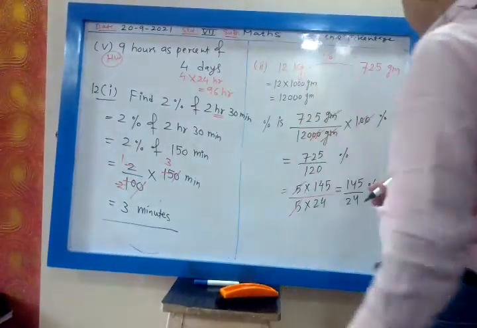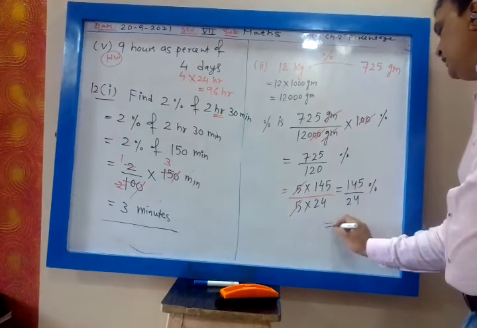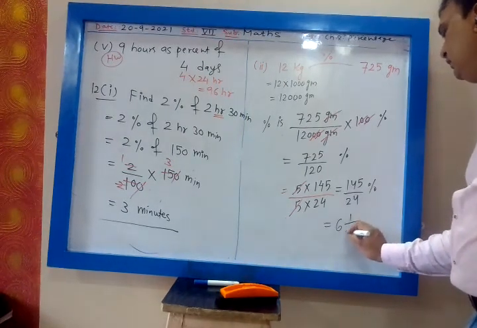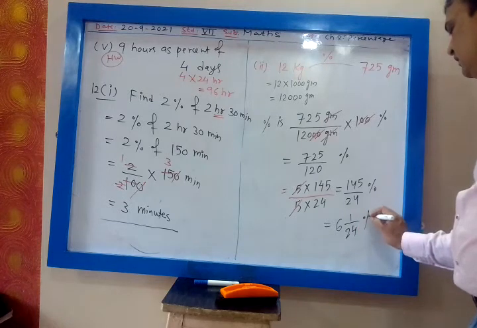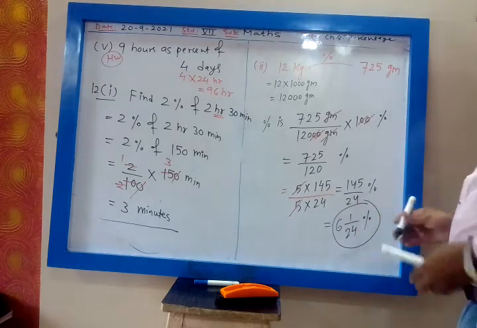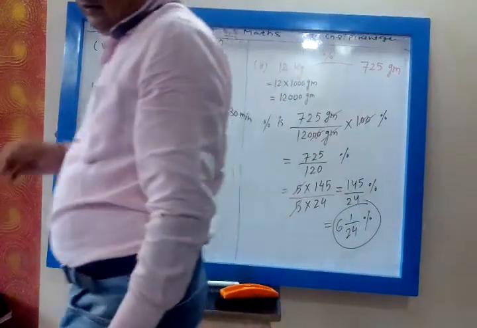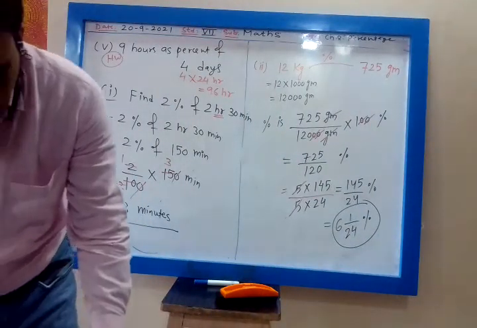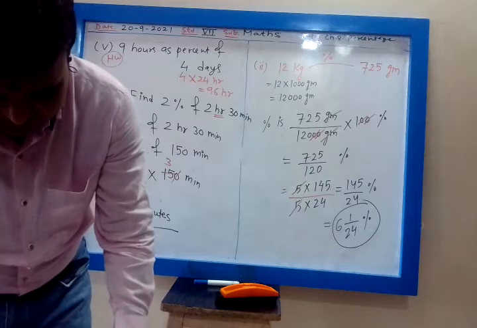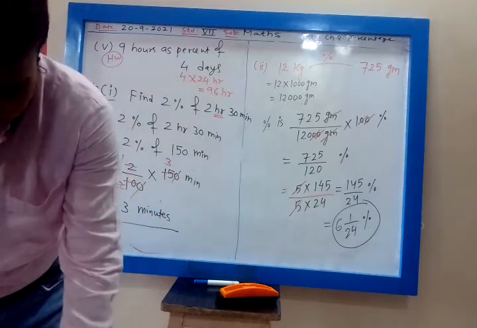24 6s are 144. 6 into 24 is 144, plus 1. Okay? Yes, is it clear? Yes.